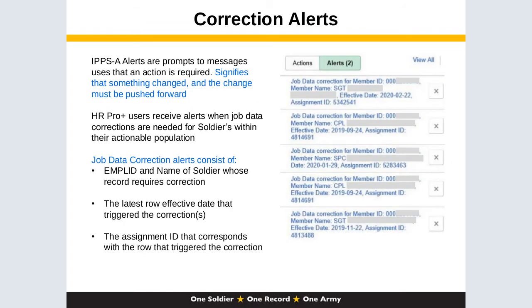Correction alert is another way that IPPS-A informs users that a correction is needed. In the same way that the promotion info update report operates, IPPS-A is looking for data mismatches within the soldier record. The job data correction prompts go to HR Plus users that have the row level security to action on the soldier's record. Notice that the alerts are pretty standard in their format. They show the soldier's info ID and name, the effective date of the row that triggered the correction, and the assignment ID that the soldier is in for that row.